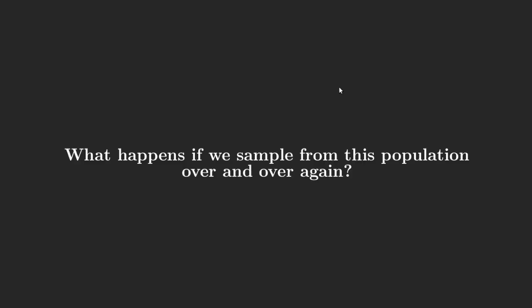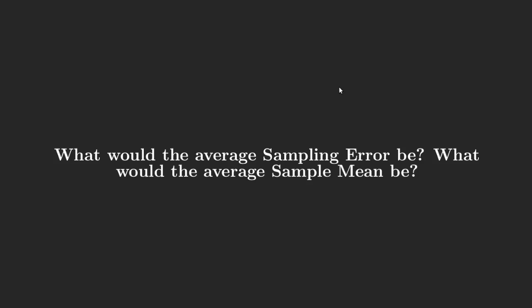Okay, so again, what happens if we sample from the population over and over again? Well, we get this sampling error going to, on average, 0. And we could say that the sample means might not always match the population mean, but the average of the sample means would. So there's what we go. We might say the average sampling error is 0. The average sample mean would be mu, the population mean.